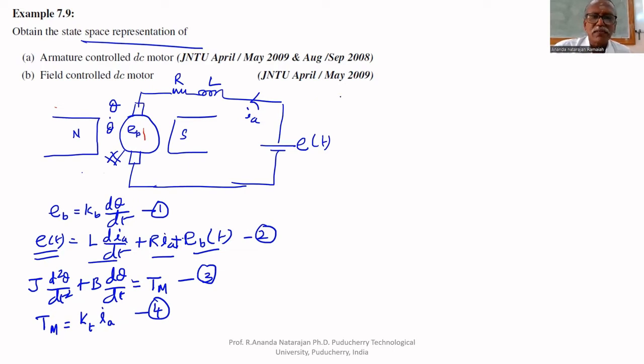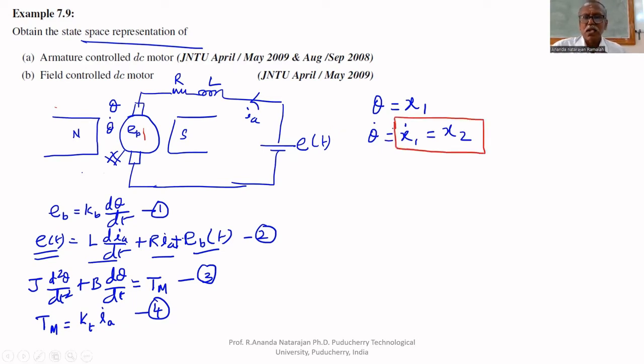Let us assume that theta, the displacement, is one state variable x1. Therefore, theta dot equal to x1 dot equal to x2. x1 dot equal to x2 is one state equation. Then theta dot is x2. One more state variable, let us take Ia as the third variable, x3.